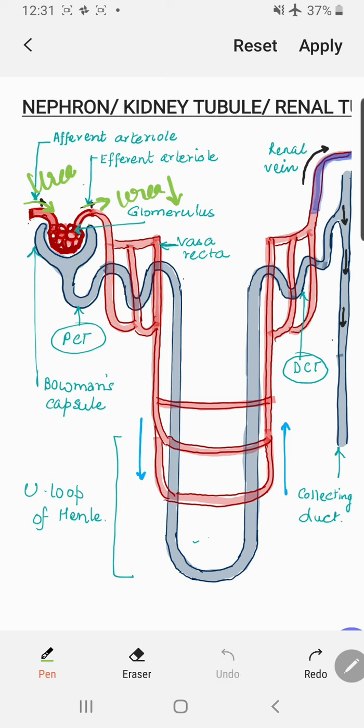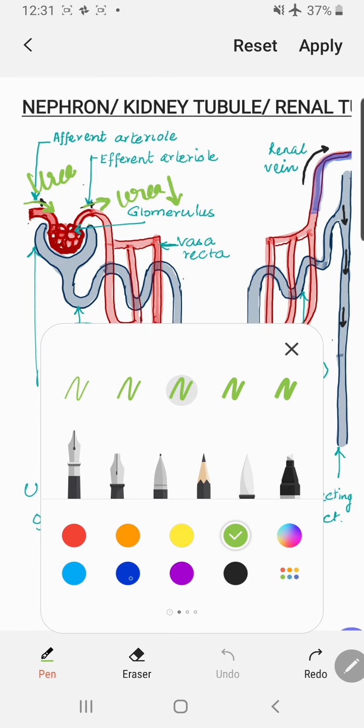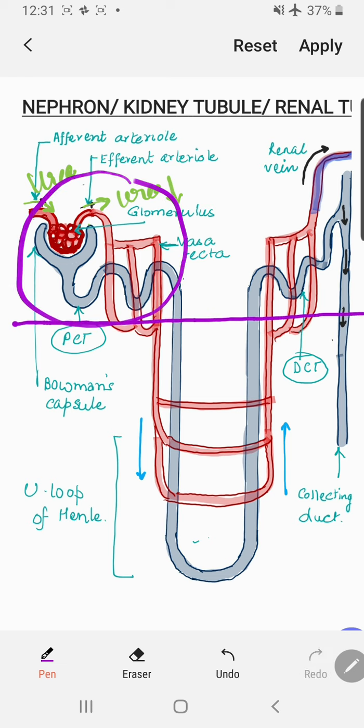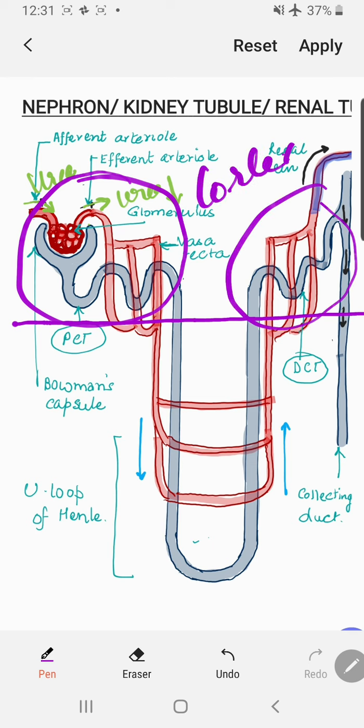So the important point is I told you that nephron is present in the cortex, the outer part of the kidney. Children, I am just drawing a line, and then you see. Let me use another colored pen. Fine. I'm just drawing a line this way. So this area and the DCT area, everything is in the cortex.